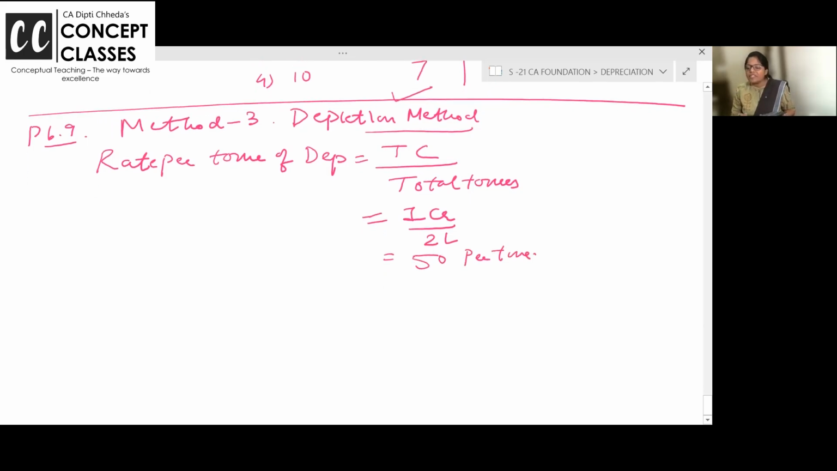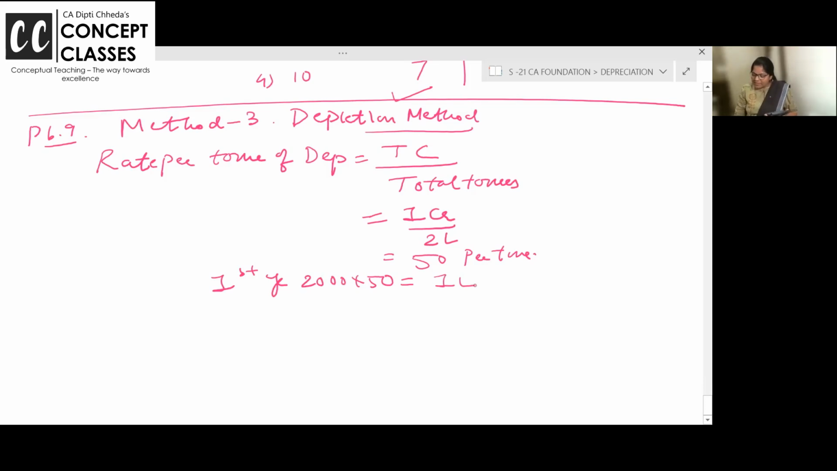Now, in the first year, you could extract 2000 tons from the quarry at the same rate. So the first year, it will be 2000 into 50. 1 lakh is the depreciation. I hope you are getting it.